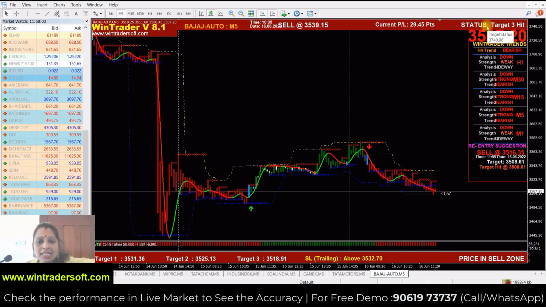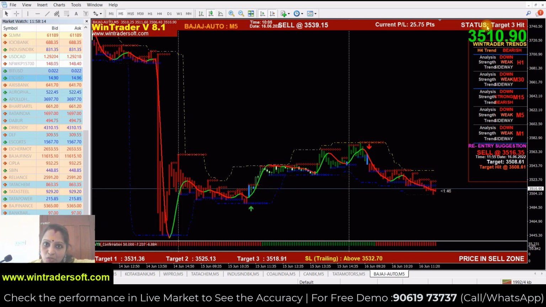We are using real-time tick-by-tick data, and our software supports all major financial markets like MCX, NSE cash, futures, options, currencies, agri, COMEX and forex, and you can use it for scalping trading, intraday trading, long-term and short-term trading, and for investing purposes also you can use our software.